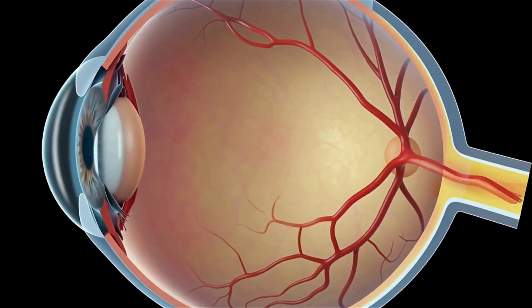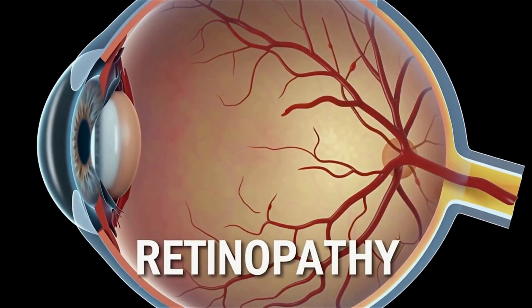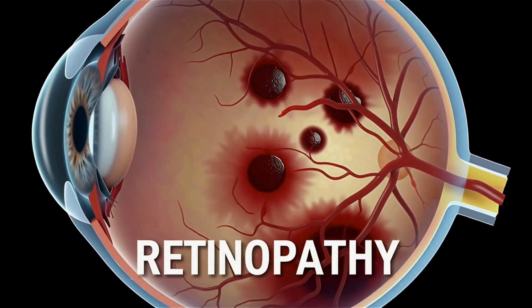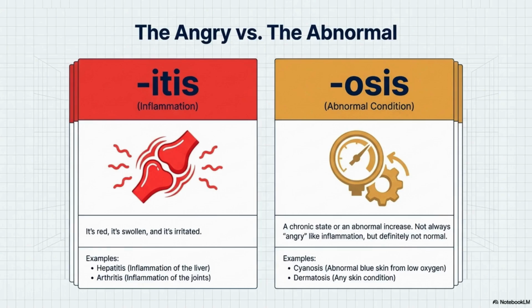A third example, we have the retina inside the human eye. This is the normal structure of the retina, but here we have a disease process going on. So what do we call this? Pathy of the retina, so this is a retinopathy. Summary so far, we have itis, inflammation. We have osis, abnormal condition like cyanosis. And we have pathy, a disease like neuropathy or nephropathy.